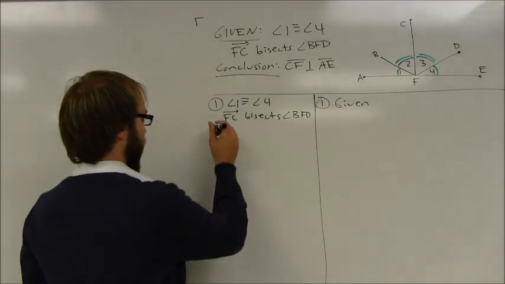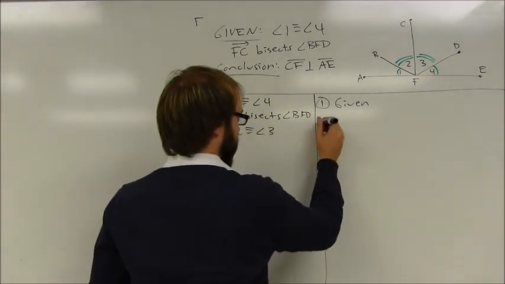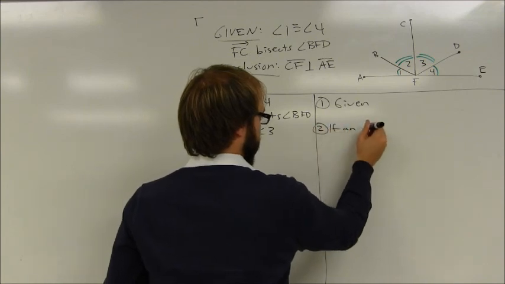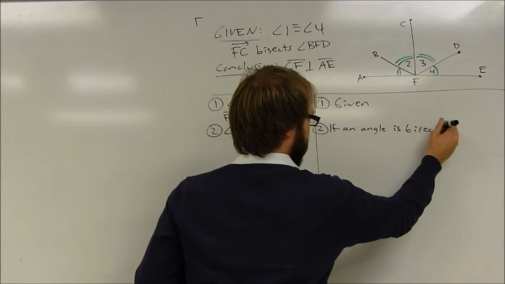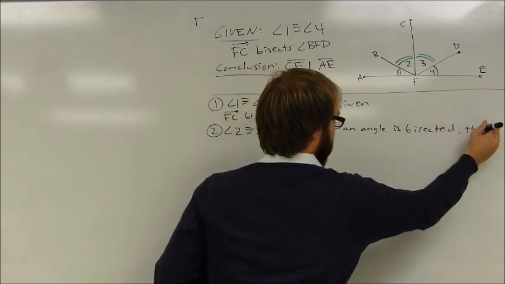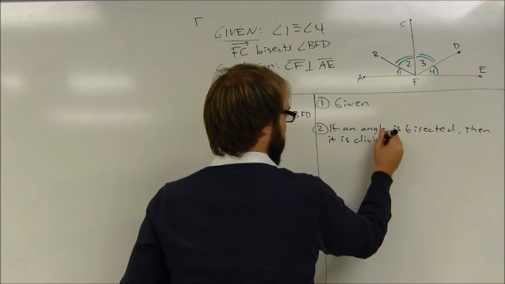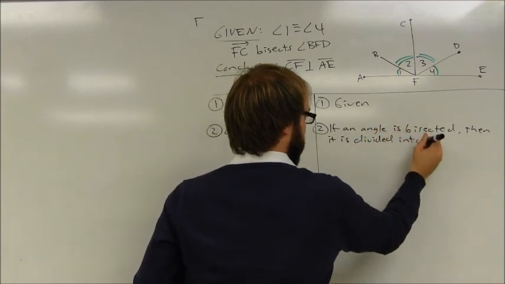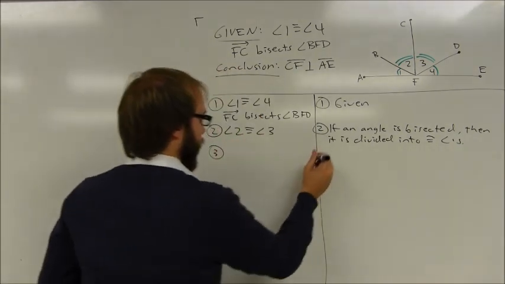I'm going to go ahead and add in that angle 2 is congruent to angle 3. And that is, if an angle is bisected, then it is divided into congruent angles. Pretty straightforward there.